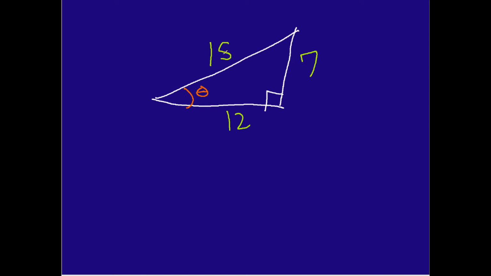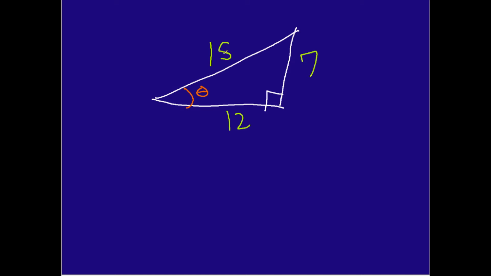So imagine we have a triangle. And of course, this is not drawn to scale, obviously. We have a right angle here, and then we have theta. We don't know the angle yet. And let's just say it's like a 7, 12, 15 triangle or something.